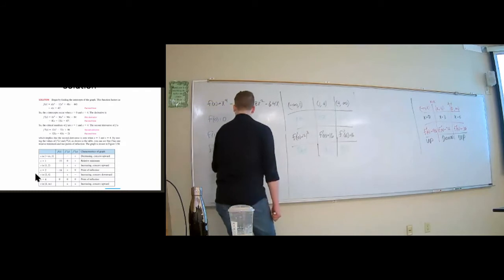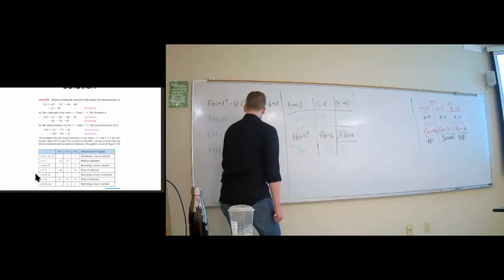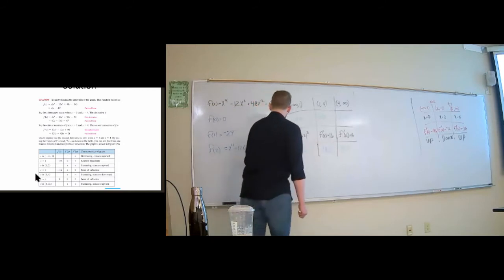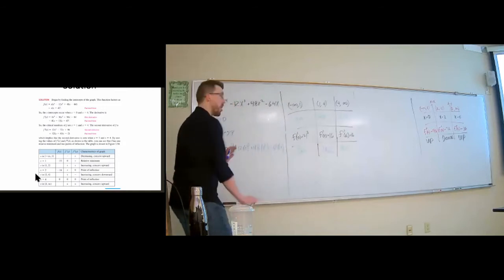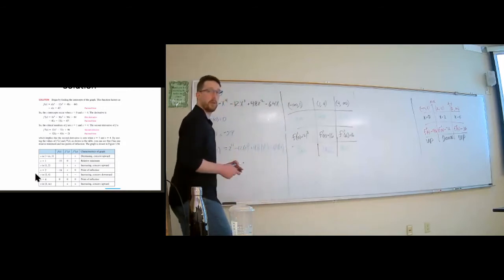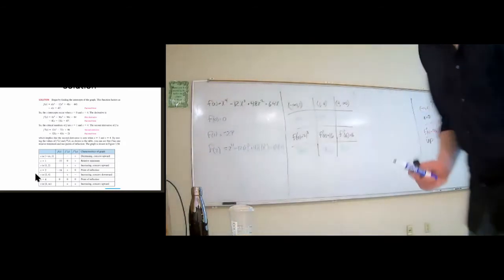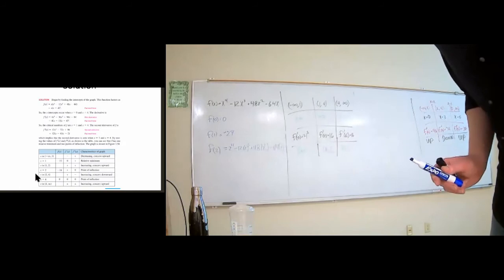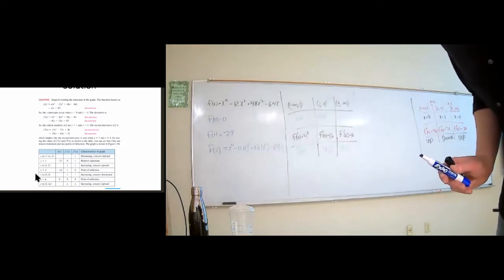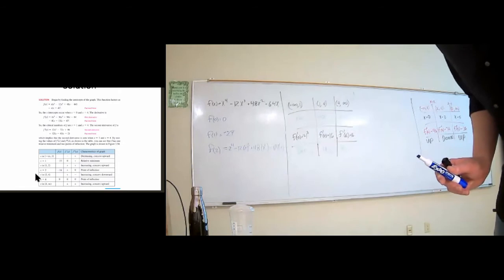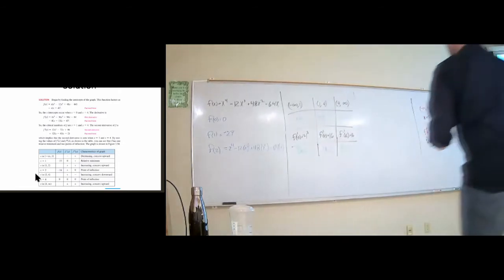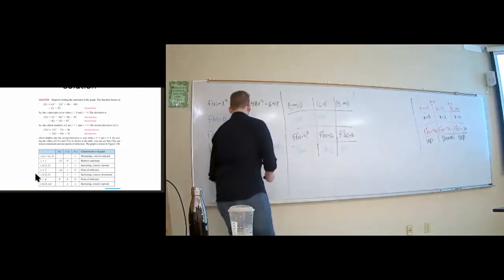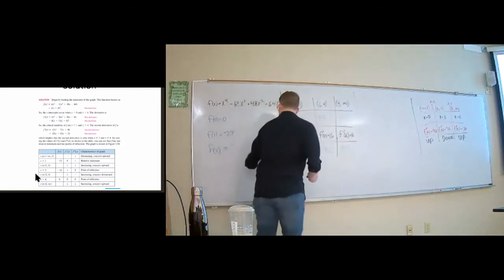2 to the 4th minus 12 times 2 to the 3rd plus 48 times 2 squared minus 64 times 2. I'm not going to even try to do this in my head. Does anybody have their calculator out? Negative 16. That sounds about right. So that is increasing to negative 27.